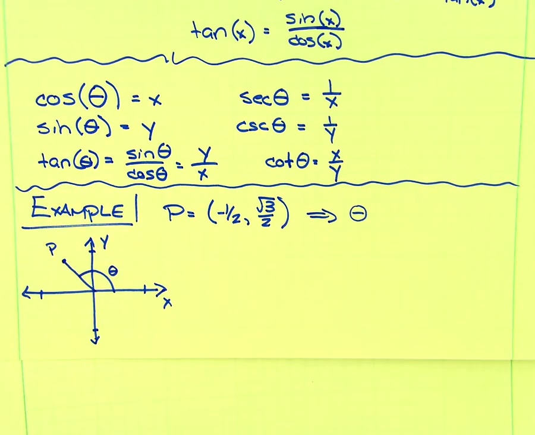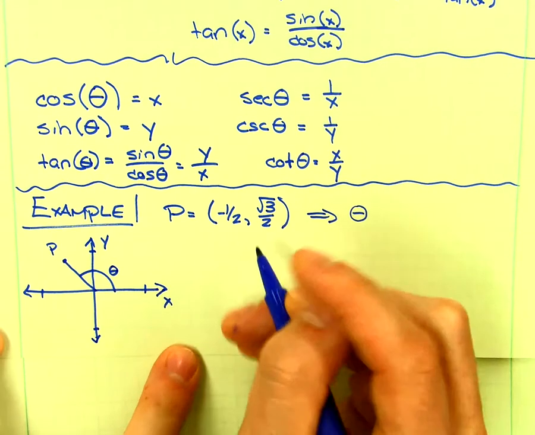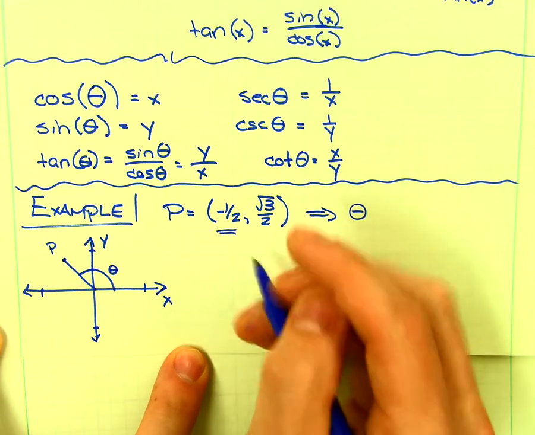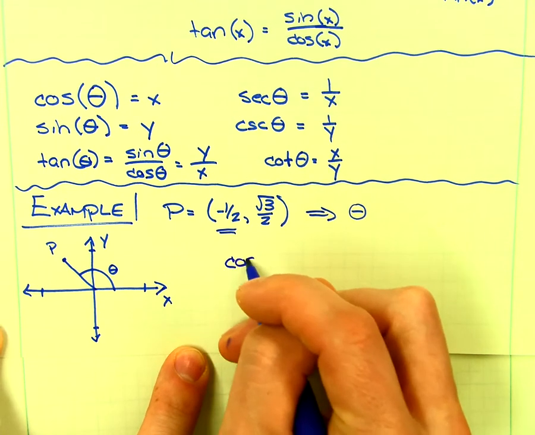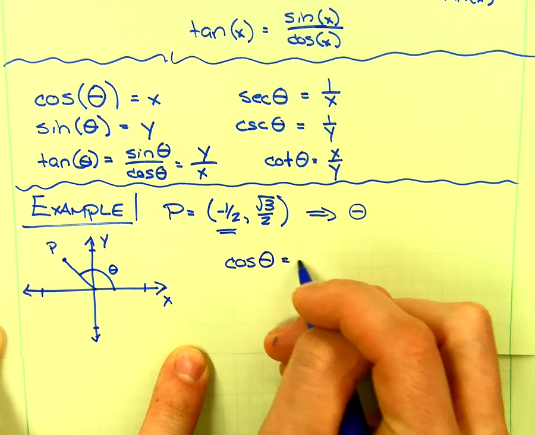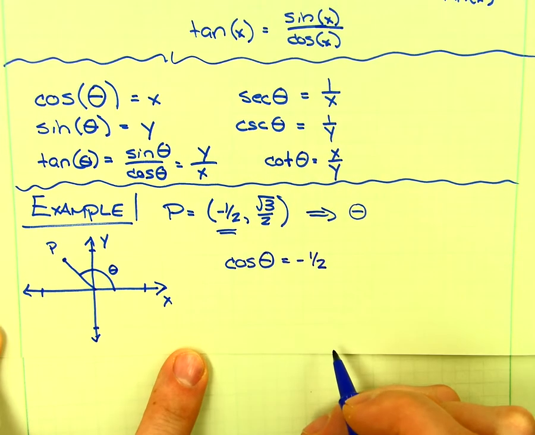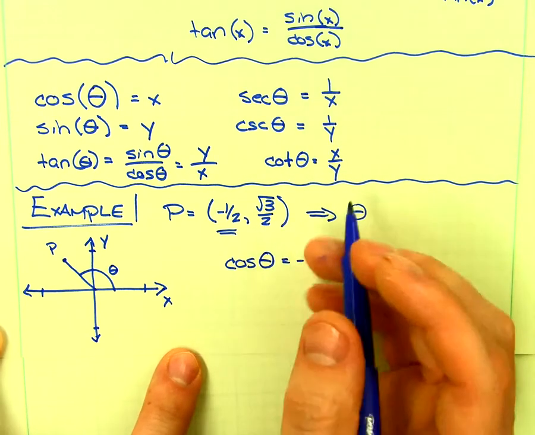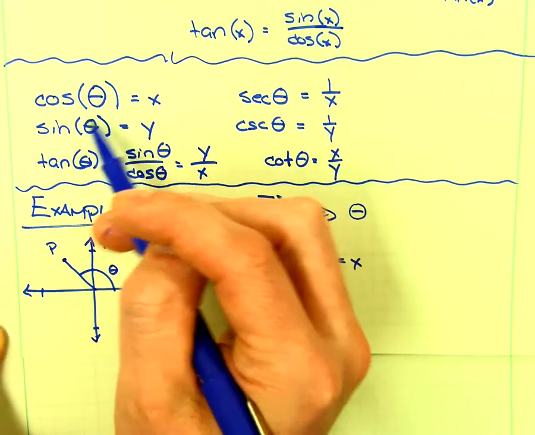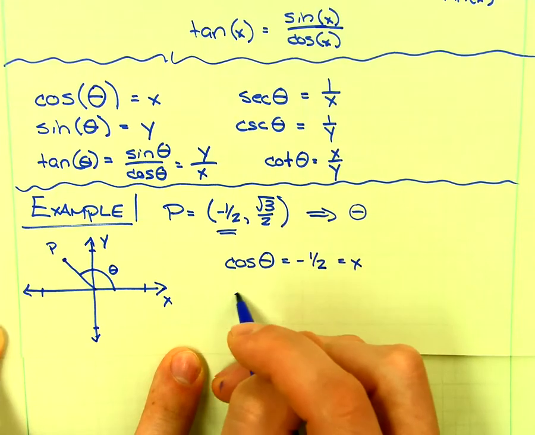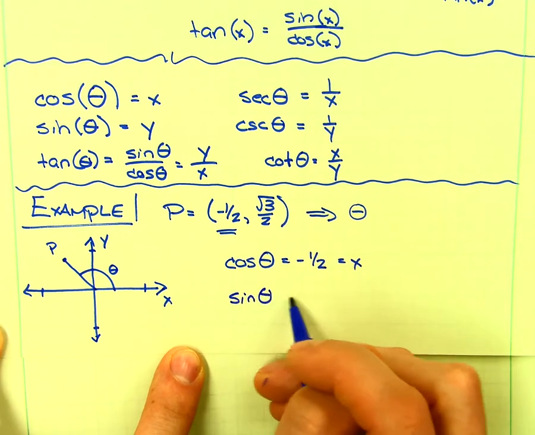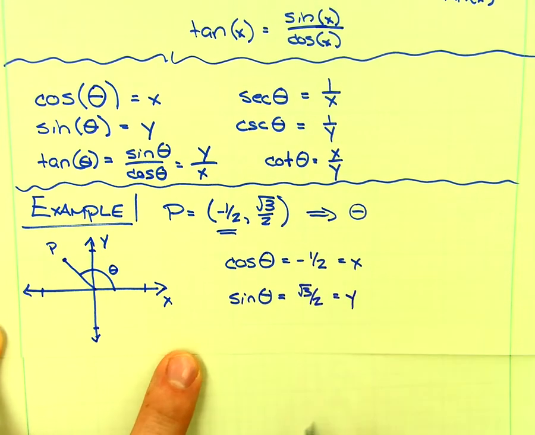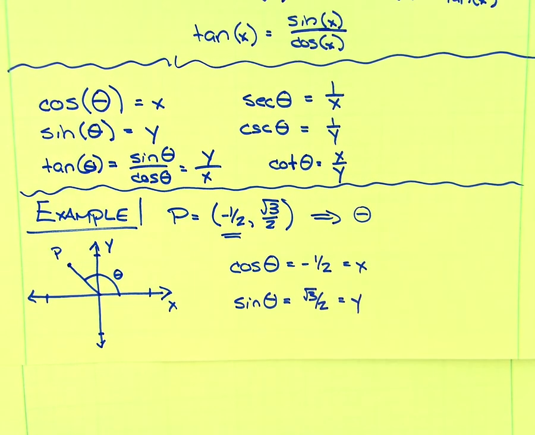Now I just need to figure out what this relationship is. I know my x value. My x value is going to be -1/2. That's what they gave me. So I know that the cosine of theta is going to be equal to -1/2. That's easy, which is my x value. Now my y value is square root of 3 over 2. And my y value up here is the sine of theta. So I can say the sine of theta is going to be equal to square root of 3 over 2, which is equal to y. Just like that. Not too bad.